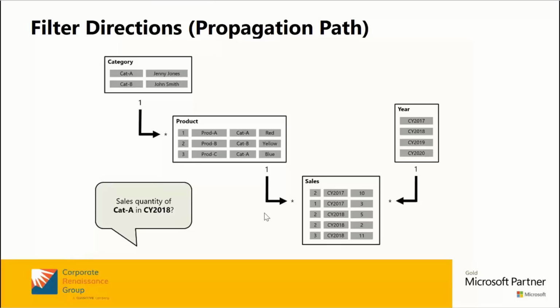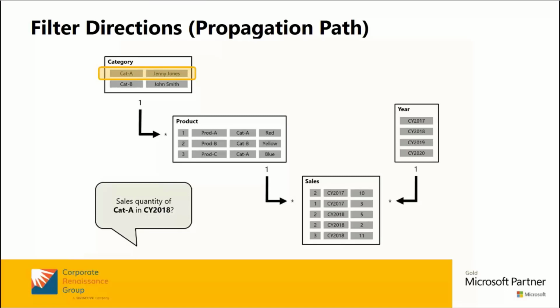How will Power BI evaluate this? How will Power BI really find out this answer for me? Power BI will say, you want to filter on category. Where is this category, in which table? It is in the category table, so it will first apply a filter on that category table: filter the data for category A.